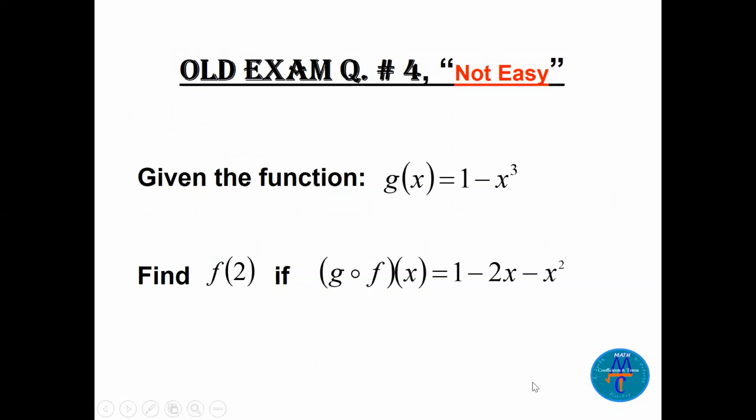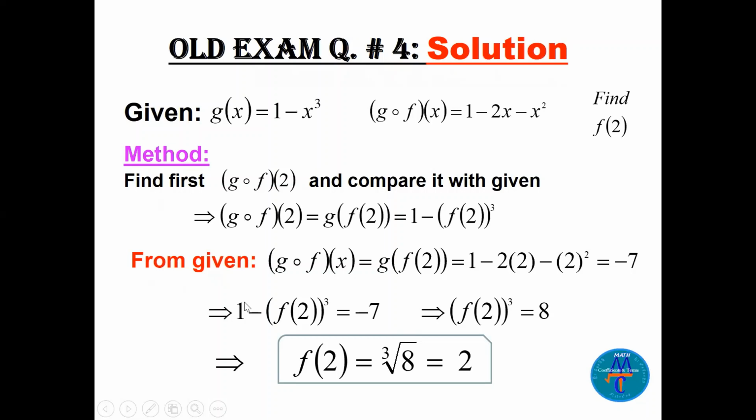This one I said is not easy. Given the function g of x equals 1 minus x cubed, f is not given here, see? F is not given. We need f of 2 if g circle f is equal to 1 minus 2x minus x squared. Only the g is given, 1 minus x cubed. We need f of 2. Now, what do we do?